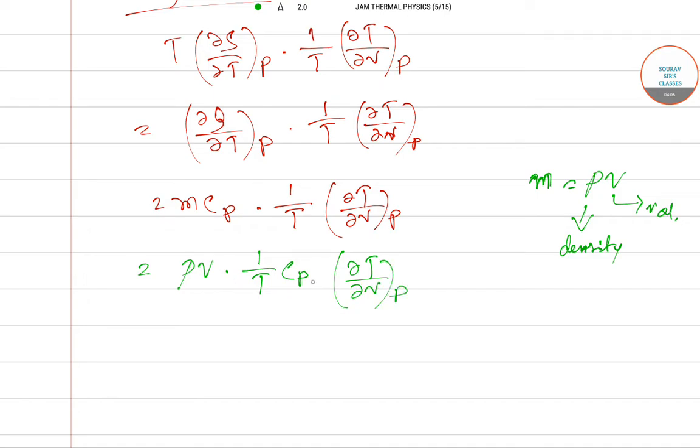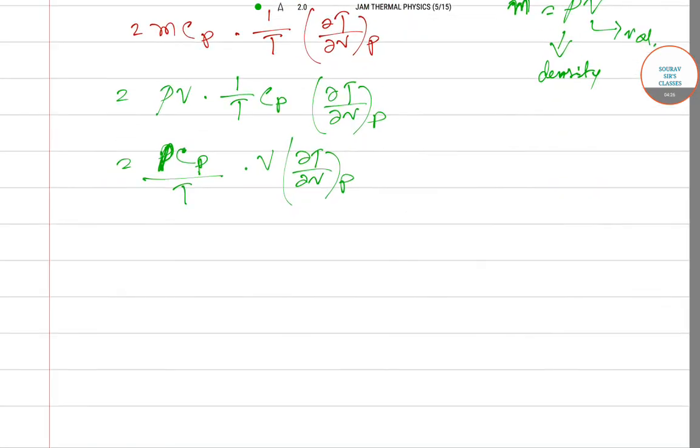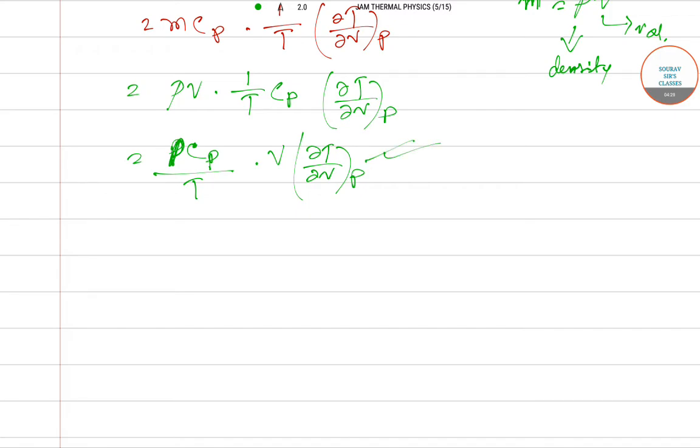So this can be written as rho Cp, this is rho, not P, rho Cp divided by T into V del T del V at constant P. Then we can write this as rho into Cp divided by T into 1 by V into del T del V at constant P.